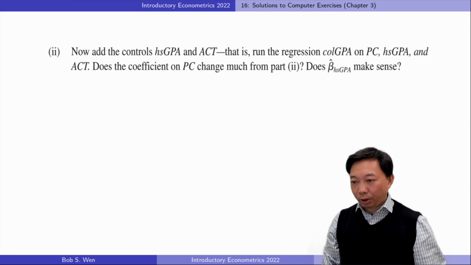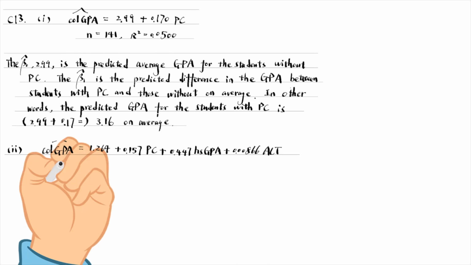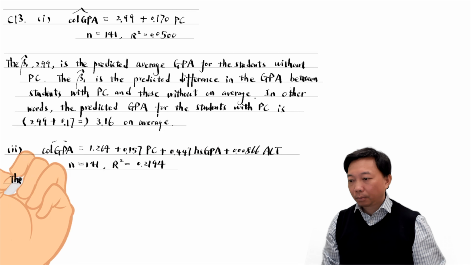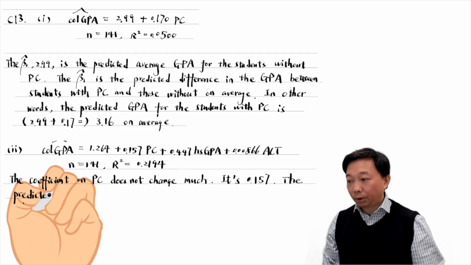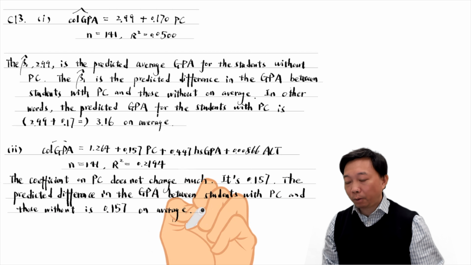The multiple regression is as follows. The coefficient on PC does not change much. It drops slightly from 0.17 from simple regression to 0.157 from multiple regression. The predicted difference in the GPA between students with PC and those without is 0.157 points on average.